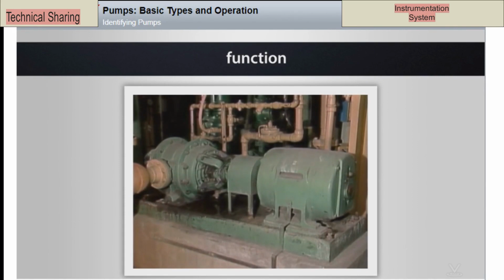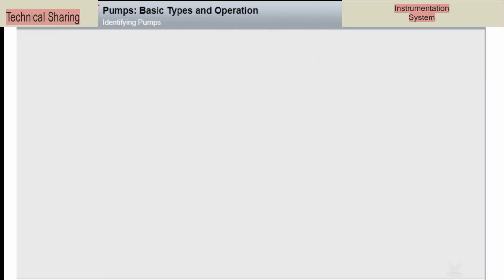Function. A pump can also be identified by its specific function in a process. For example, this pump creates a vacuum in a process, so it can be called a vacuum pump.